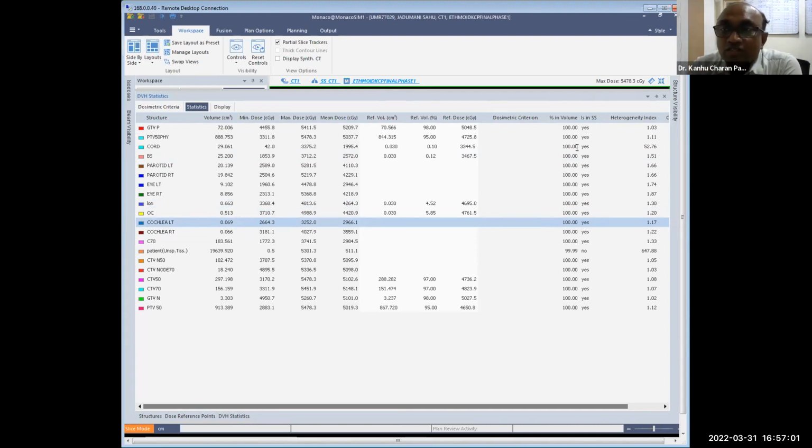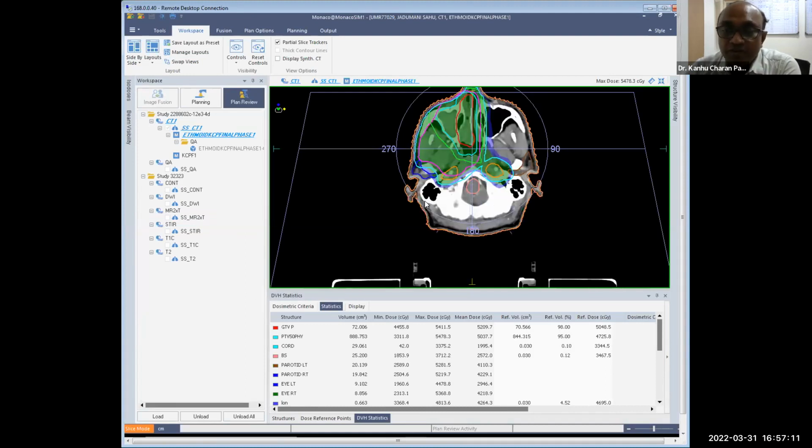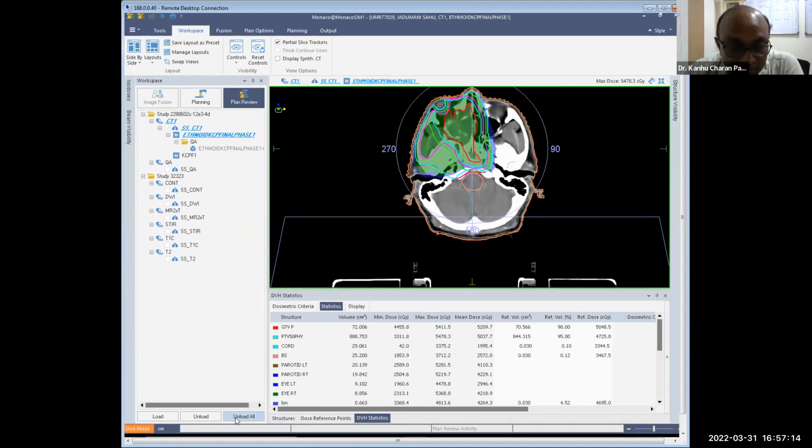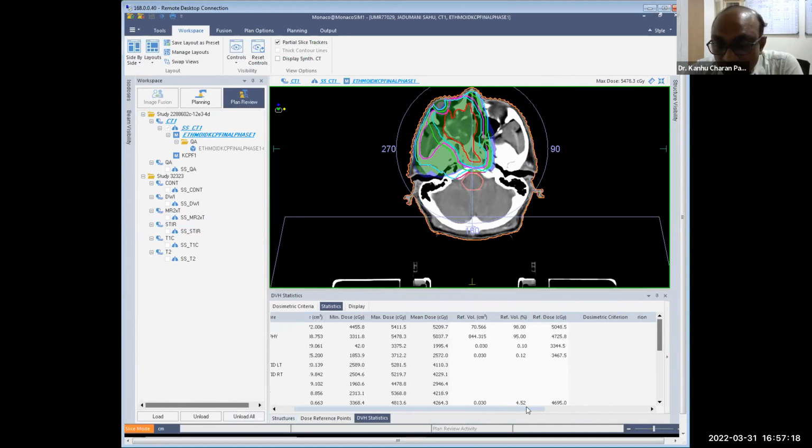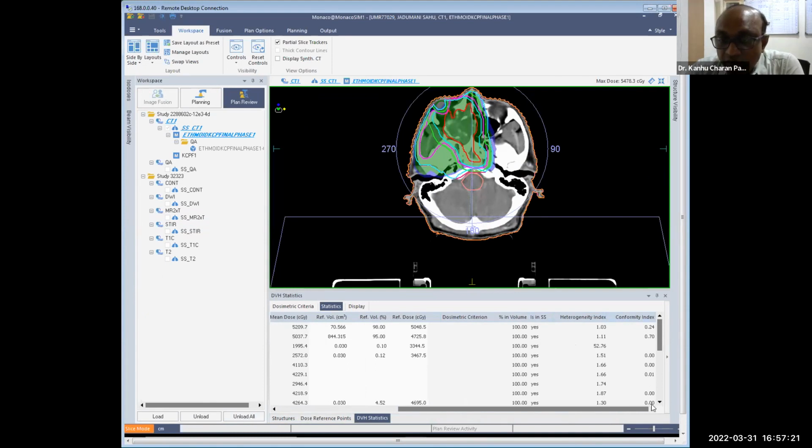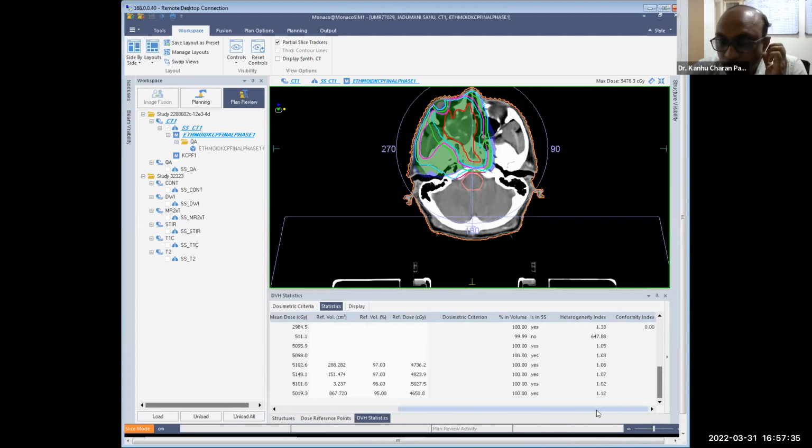Then there is what is called the spillage index. How do we do the spillage index? Again, if you go to the DVH statistics, you can see here the conformity index and heterogeneity index, which are automatically given by default. The last is the PTV 50 coverage, and you can see the heterogeneity index is 1.12. This formula is already inbuilt in the system, and you can go for the conformity index and homogeneity index. It is inbuilt, you need not calculate every time.